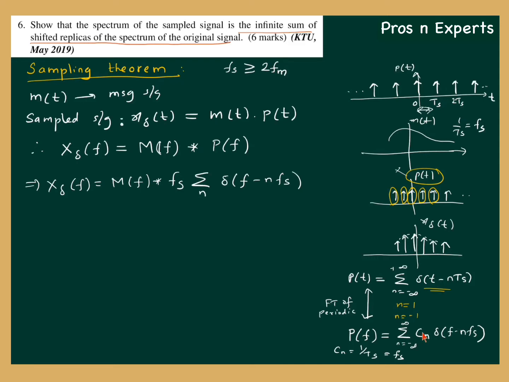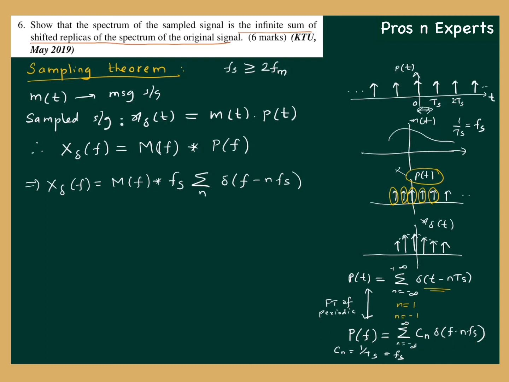But we know the Fourier series coefficient of the impulse train will be cn equal to 1 by Ts. You can see it here, 1 by Ts, but 1 by Ts is fs. Actually, how you got 1 by Ts will be described in the coming sessions. I think there will be a problem like that, then it will be clear to you. So for the time being, you learn this.